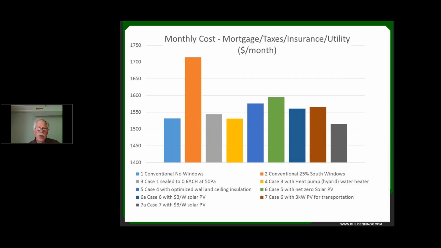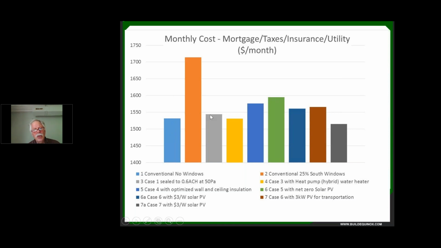On the finance side, putting the 6 cases together, we started out with about $1,530 of monthly mortgage for a conventional house: typical insulation, typical infiltration leakage, poor air quality. We add a bunch of windows. We jump almost $200 per month in order to have about 25% of the floor area in window wall area. And this would scale somewhere in between. So if we had about 10% window wall area, our mortgage would maybe go up about $100 per month rather than about $200.